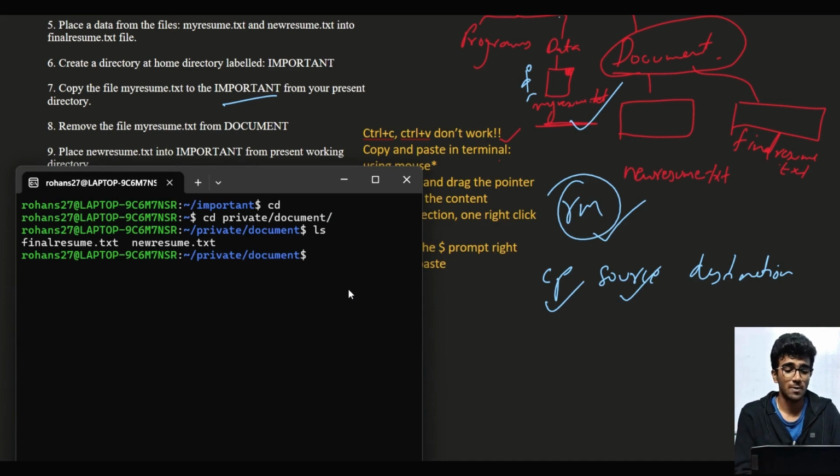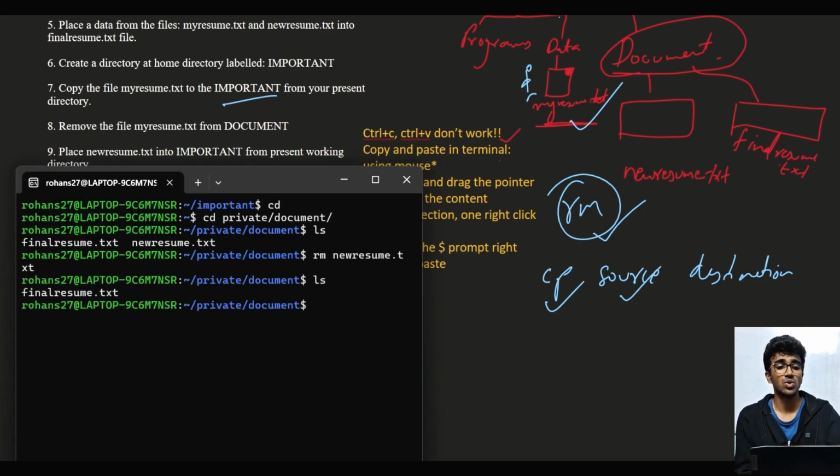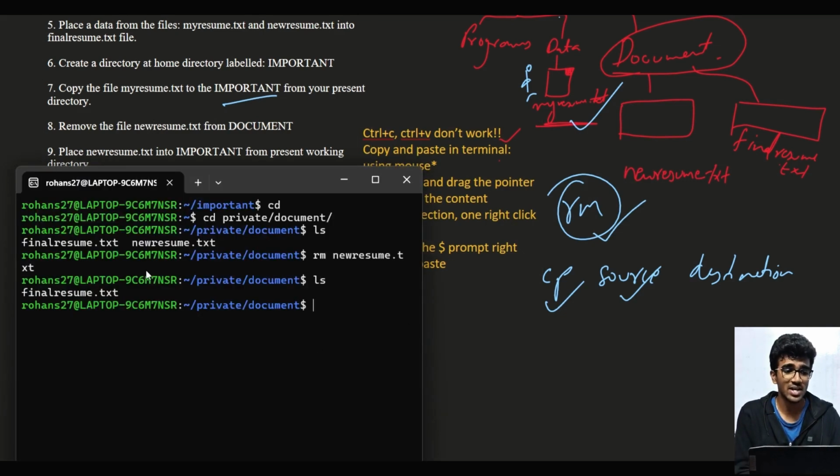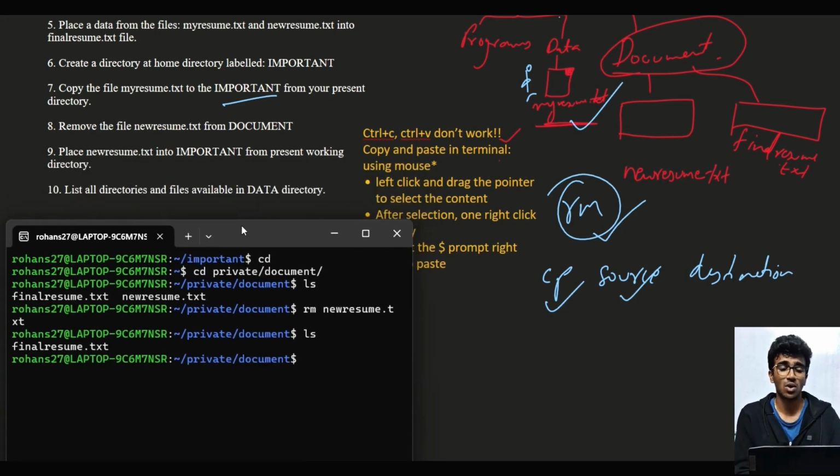rm newresume.txt. When you click enter and then ls, newresume.txt is deleted. This is actually not myresume.txt, it is newresume.txt. Fine. So we deleted that. So what is the command? rm space newresume.txt, or the file name.